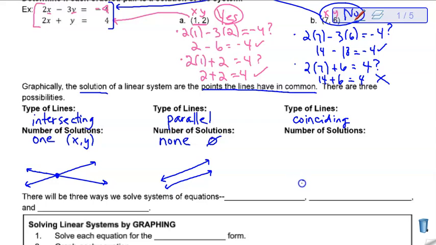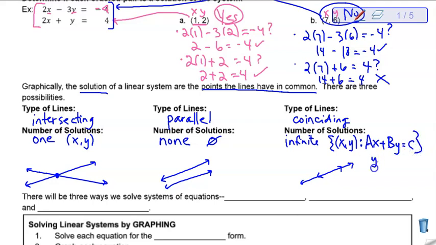And then our coinciding lines are basically two of the same lines, but they look like different lines with the equation. If you just multiply any equation by a number, you get what we refer to as coinciding lines with a system. So there would be an infinite amount of solutions, and we would write that solution as all points xy such that, with our colon, we are on the line ax plus by equals c. Or you can do y equals mx plus b. I don't care what form you have for those lines. Either way works. It just states that you want all the points on that line.